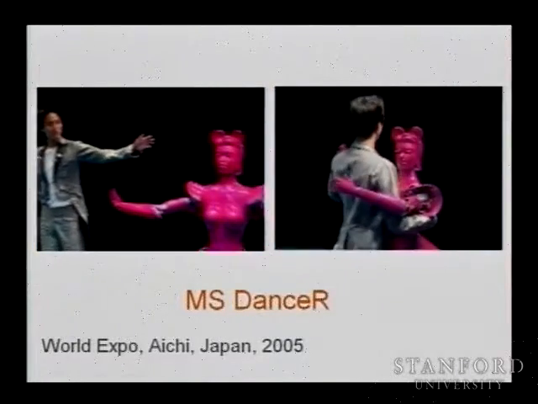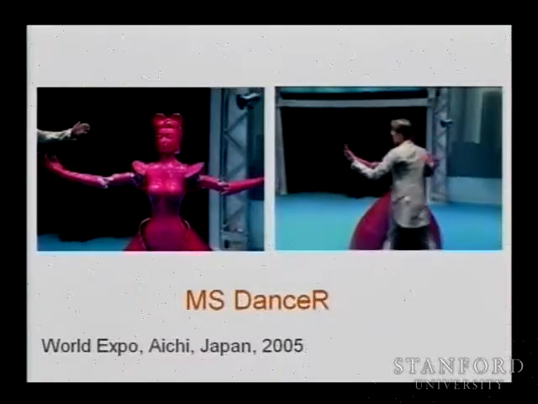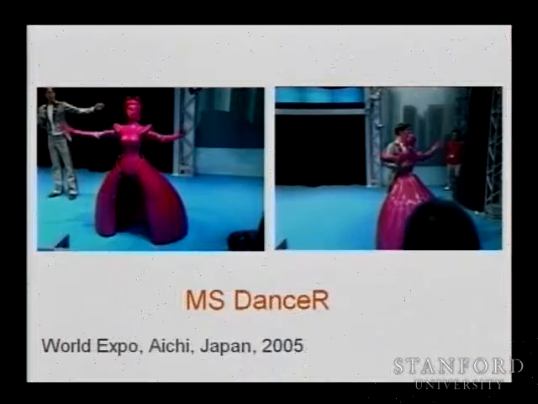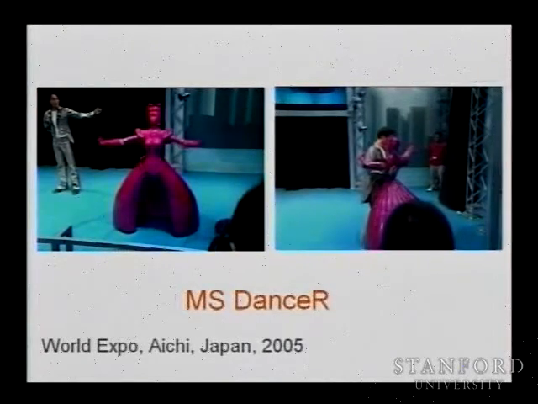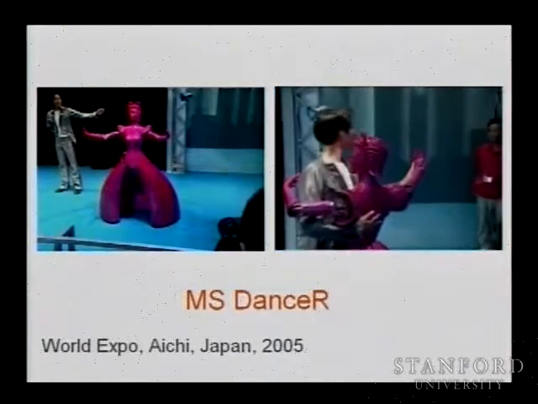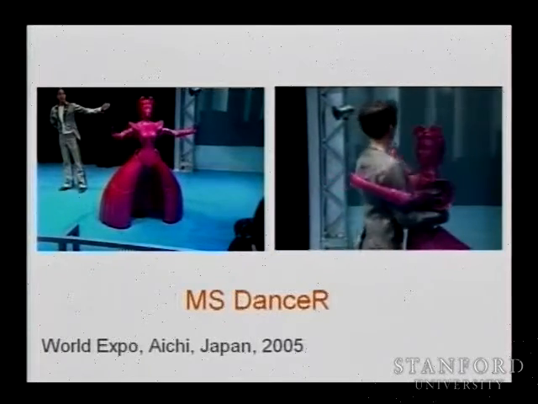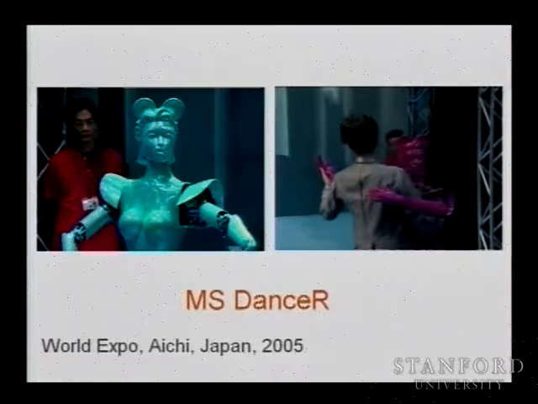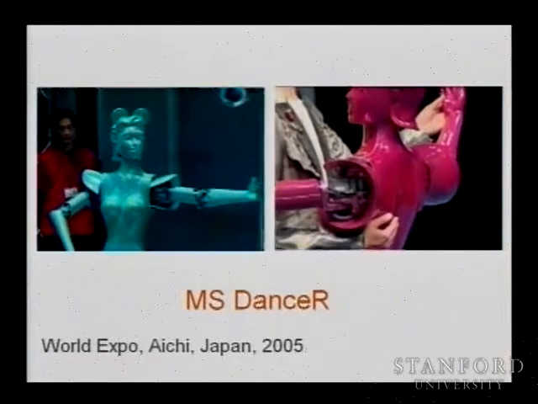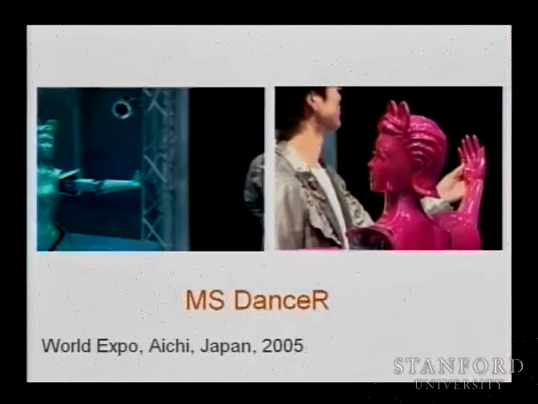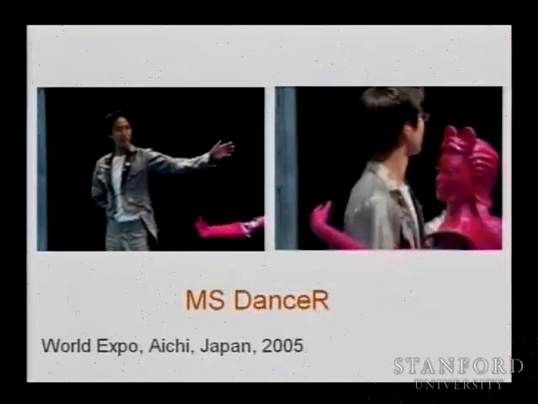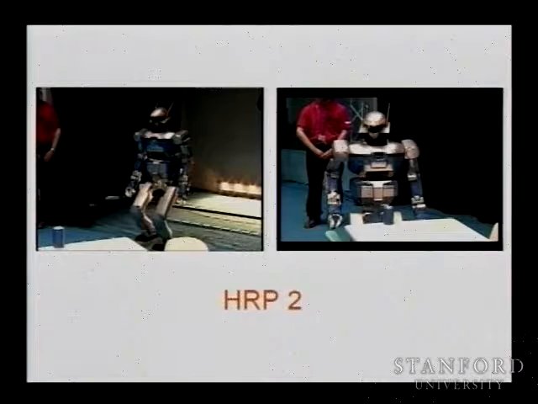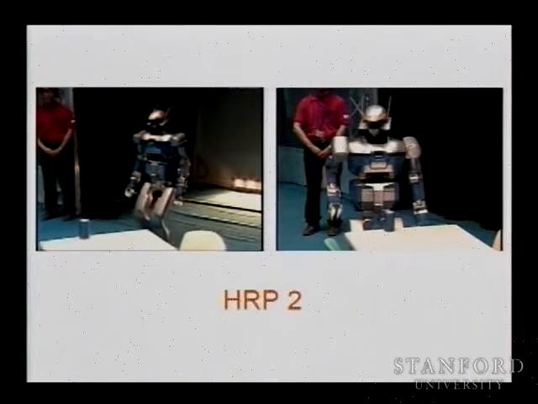One of the interesting shows that we had recently was near Nagoya during the World Expo in Aichi, and they demonstrated a number of projects. Some of them mainly came from research laboratories that collaborated with the industry to build those machines. This is a dancing robot. Let's see. This is HRP.